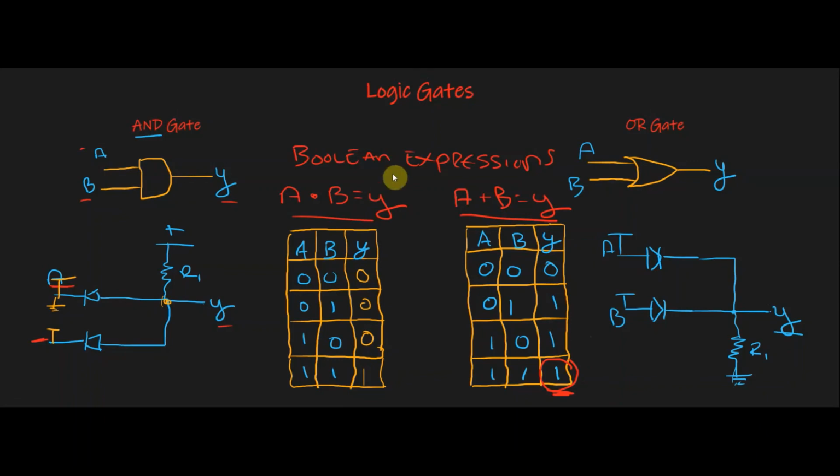So, what have we done? We talked about 2 logic gates, the AND gate and the OR gate. We have the symbols for each one, we have the circuit representation for each one, and we use that circuit to create the truth table, and then we use that truth table to create the Boolean expression.